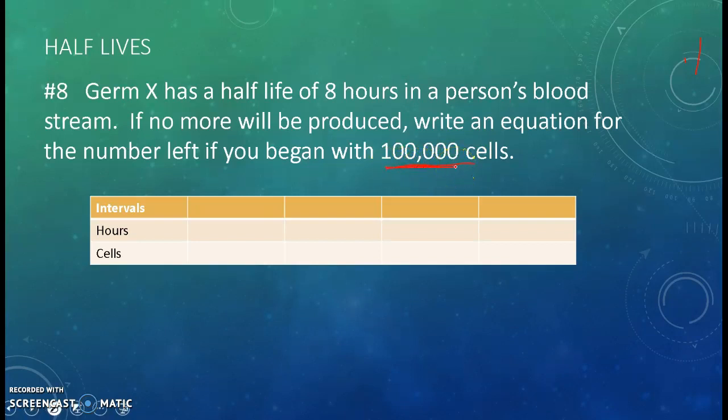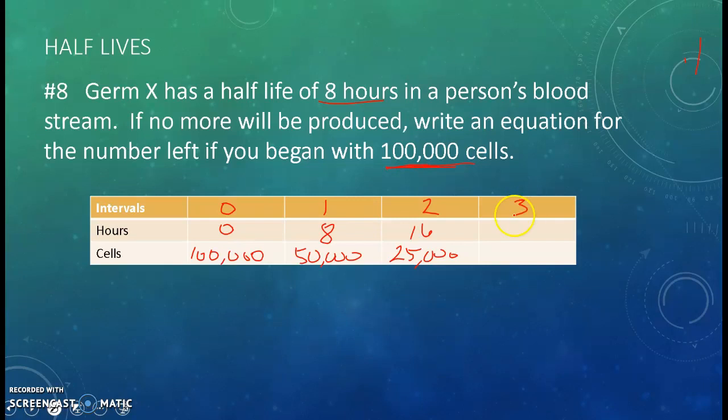your body. So let's just say we're going to start with 0 intervals, 0 hours. You just took the antibiotic or whatever it is to get treatment. There are 100,000 cells of this germ in your body that's causing you to be sick. So after 1 interval of 8 hours, now you're going to be down to 50,000. After 2 intervals, which is 16 hours, you're now down to 25,000 of these cells in your body.